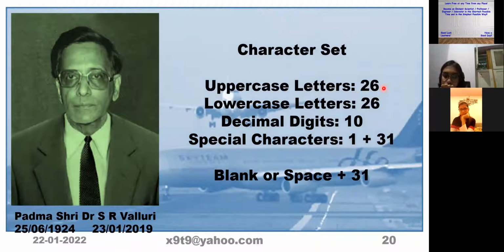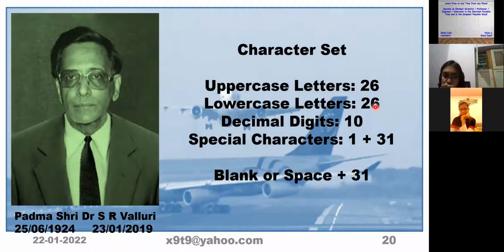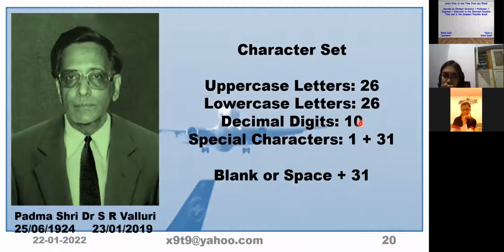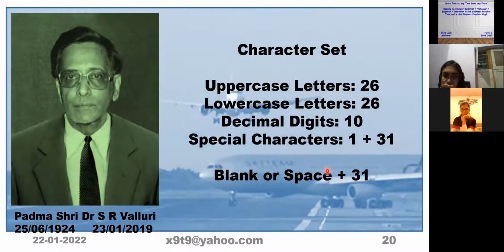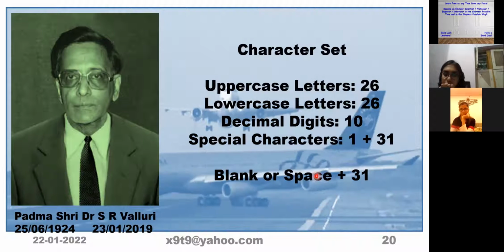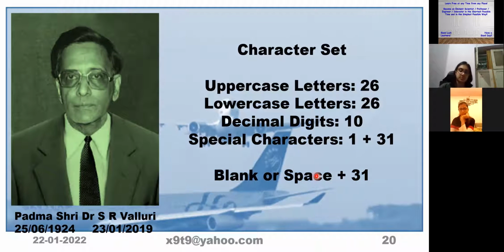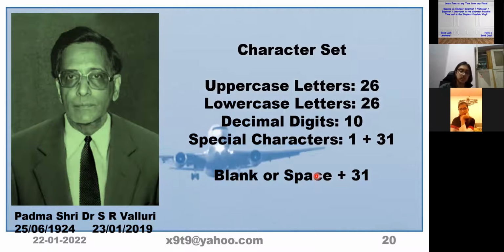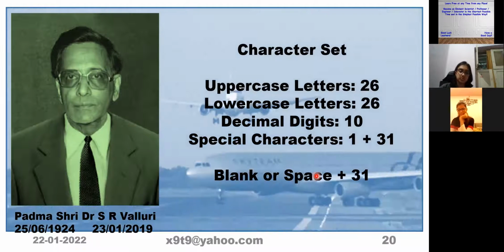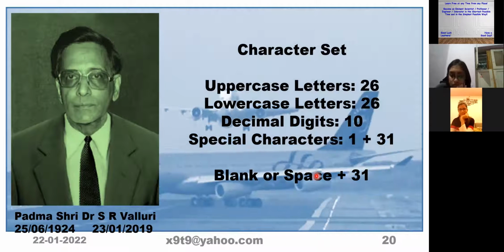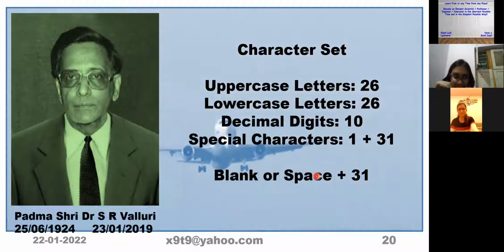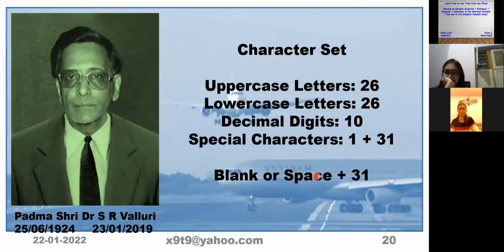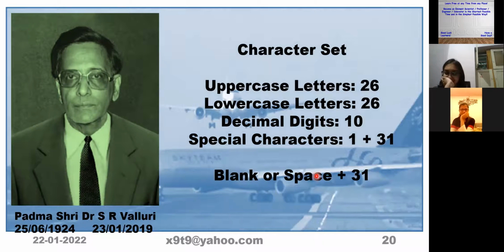So 26 plus 26, 52, plus 10 is 62, 64 plus 30. How much is that? 64 plus 30. You have to unmute the mic and then you can tell. 94, sir. It becomes 94. 64 plus 30 is 94.